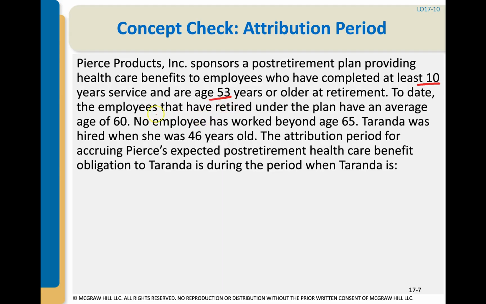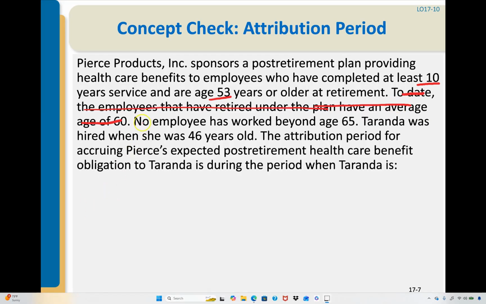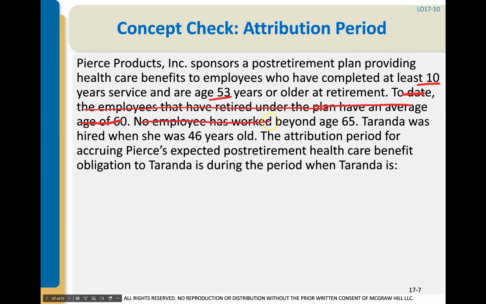To date, the employees that have retired under the plan have an average age of 60. This is irrelevant to determining the attribution period, which is what we're going to be asked for. And it tells us no employee has worked beyond age 65. Again, irrelevant for determining the attribution period.